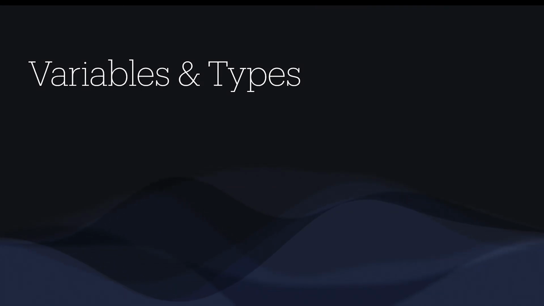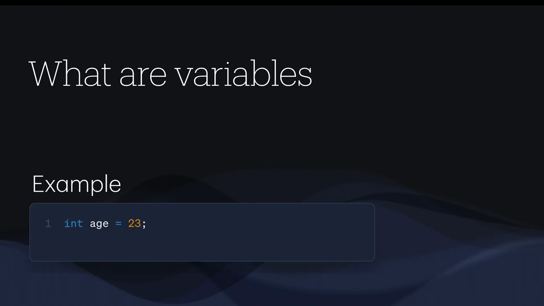In this video we'll be talking all about variables and types. So let's go over what are variables. Variables essentially just store data. You might know what variables are from algebra, like x equals 5 if you've taken algebra. However, in this case, variables can store many types of data.